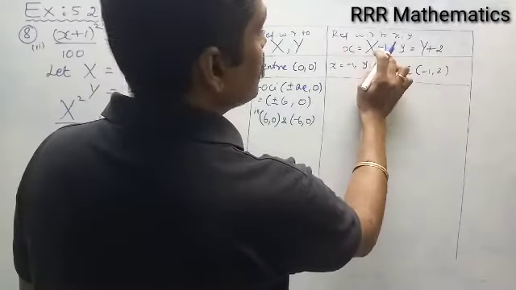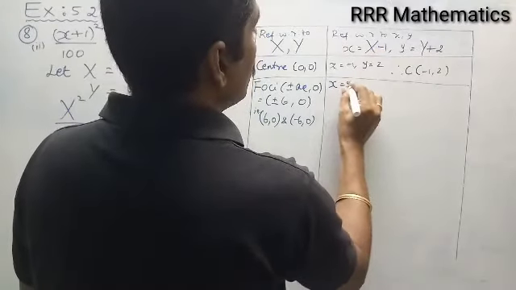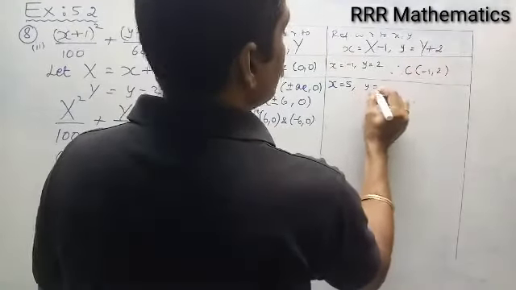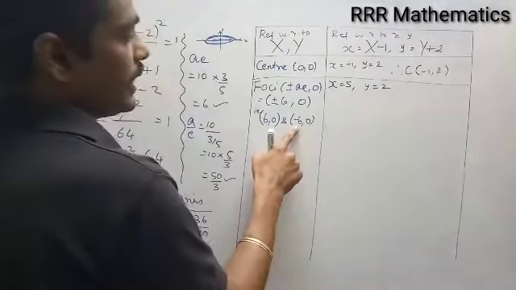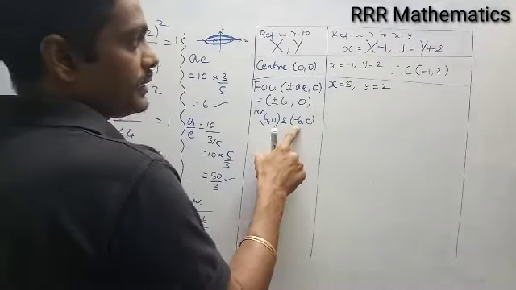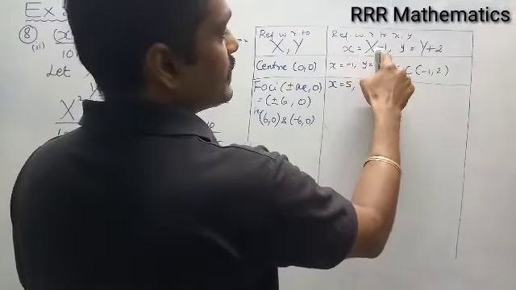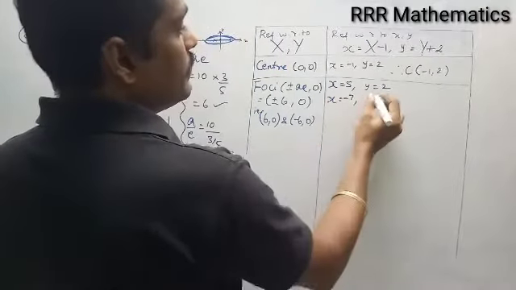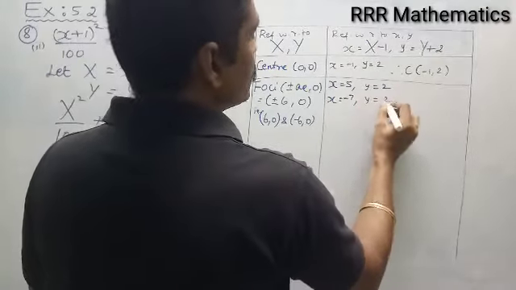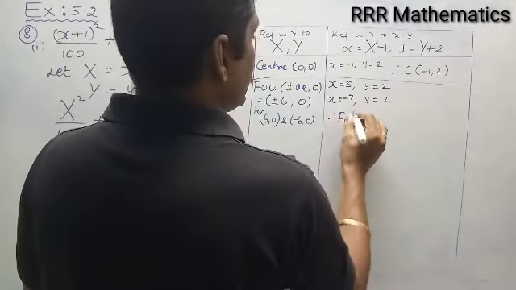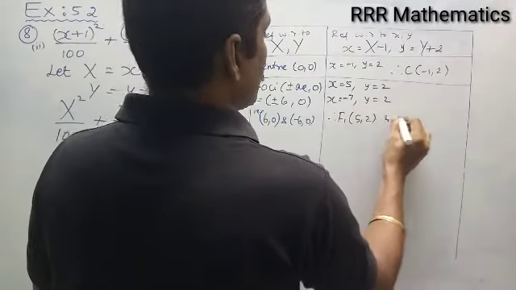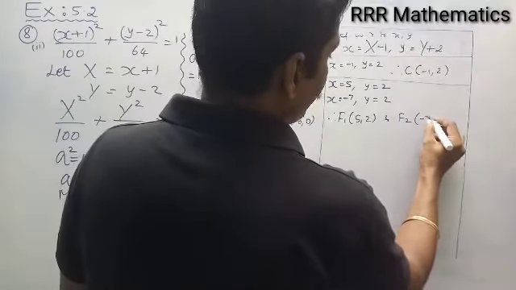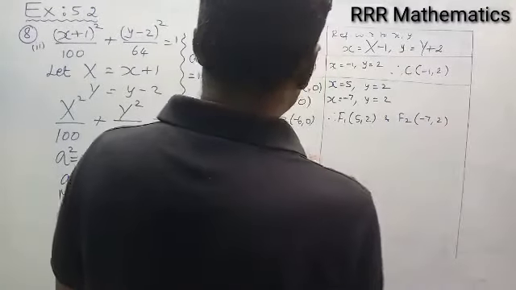When you replace here 6 minus 1, 5. Small x will be 5. And capital Y is 0. When you replace, y will be 2. Again one more foci. Capital X is minus 6. When you replace here, minus 6 minus 1, minus 7. And when you replace capital Y as 0, it gives 2. Therefore, foci F1 will be 5, 2. And another foci, denoted by F2, which is minus 7, 2.